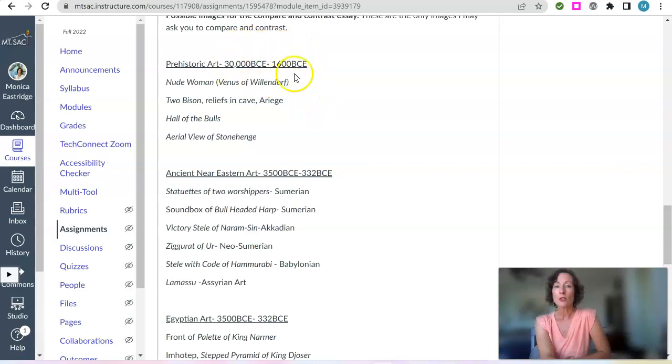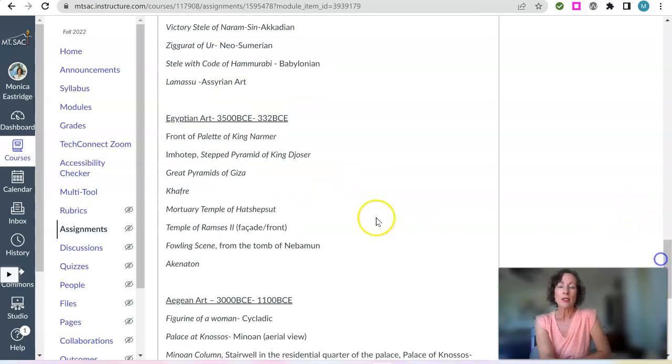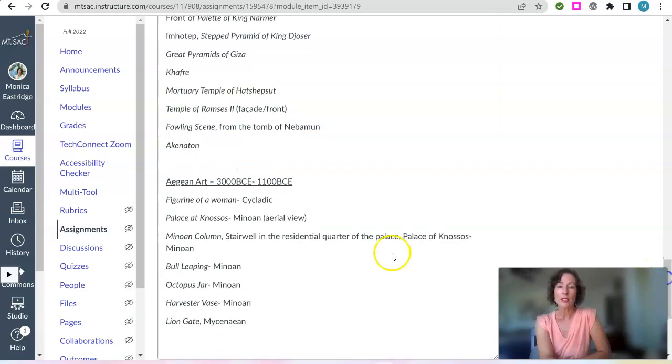So you need to know this general date for these 4 works of art. You need to know this general date for these works of art, this general date for these works of art, and this general date for these works of art.